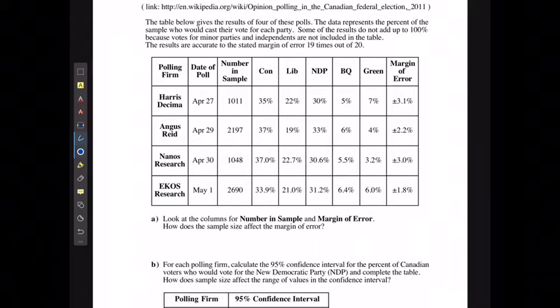The data represents the percent of sample who would cast their vote for each party. Some of the results do not add up to 100% because votes for minor parties and independent parties are not included in this table. So there's going to be some voting possibilities that were just so low that they didn't even include it. The results are accurate to the stated margin of error 19 out of 20 times.